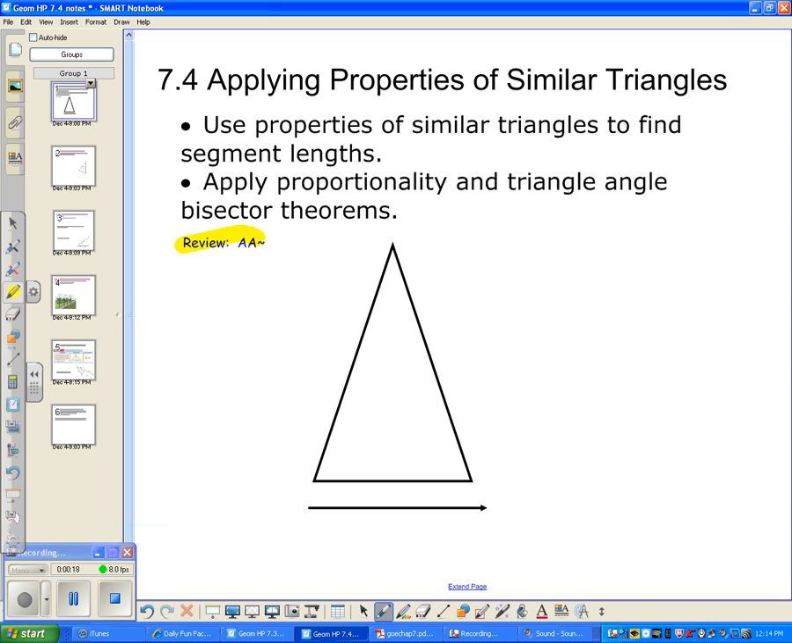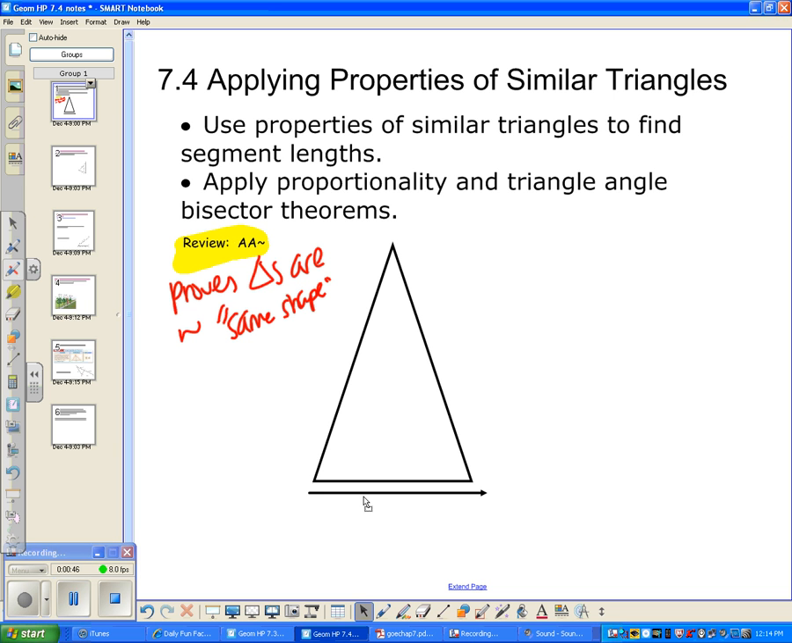Something we need to review is angle angle. Remember, angle angle proves triangles are similar, and similar again means same shape, not necessarily the same size. Angle angle is really cool. It tells us as long as we know 2 angles are congruent in 2 different triangles, then those triangles will always be the same shape. Those triangles will be similar.